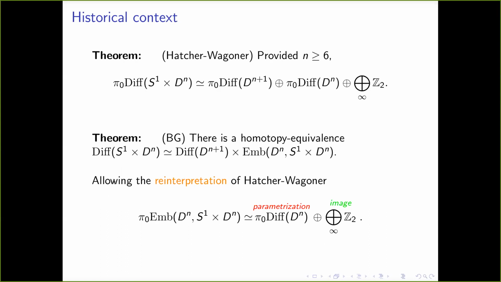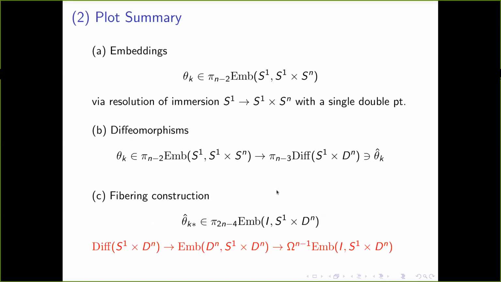So from the perspective of this theorem, the Hatcher-Wagner theorem is saying that pi zero of embeddings of an n disk in S1 cross Dn has a natural group structure. There's the parametrization of the disk, and then there's the isotopy classes of images, which is the two torsion, and the group structure here comes from the stacking operation. So that's Hatcher-Wagner reinterpreted. Towards the end of the talk, I'll try to give you a conjectural way of detecting these Hatcher-Wagner disks. So, back to the plot summary.